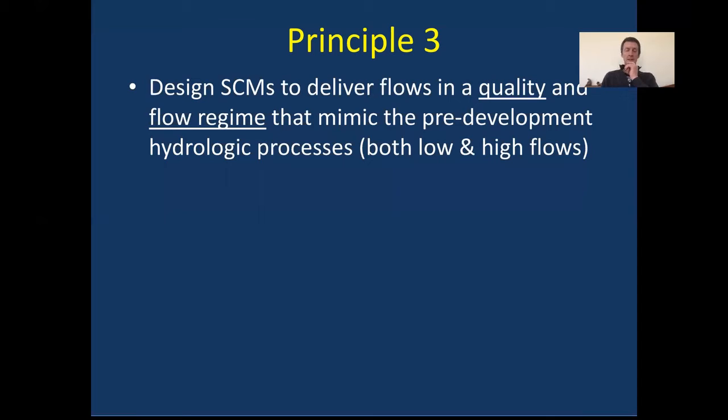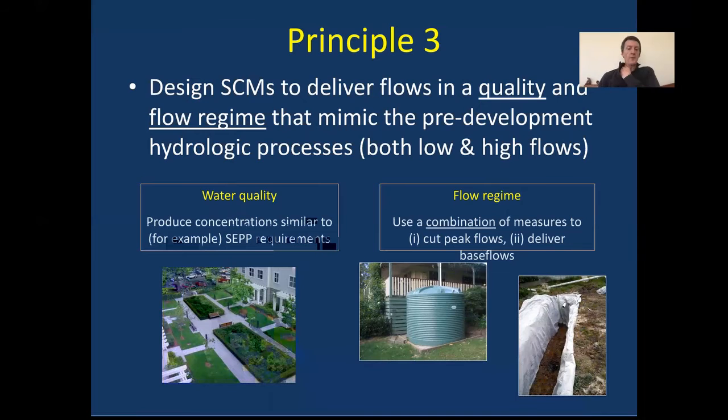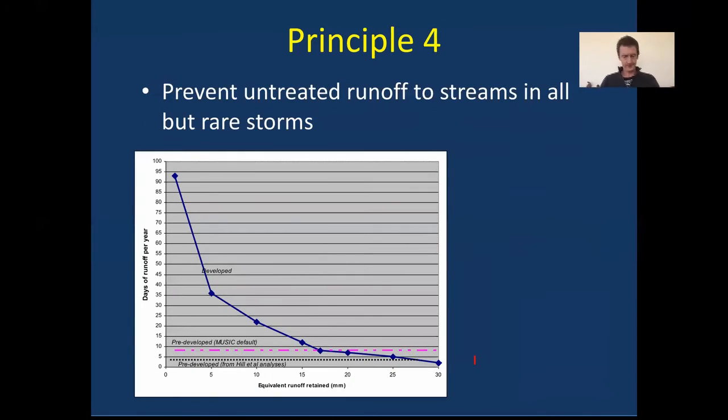The third principle, which is in some ways similar but fleshing this out a bit more, is to design stormwater control measures, SCMs, to deliver a quality and a flow regime that mimic the pre-development processes, both for high flow and low flow. So we might, for example, use things such as rain gardens or bioretention systems, which I'll talk about later, to treat the water, and then use a combination of things such as rainwater tanks or infiltration systems to both reduce the overall flow, but also put a bit of water back into the urban landscape to try to ensure that we're recharging the groundwater the way we naturally would have.